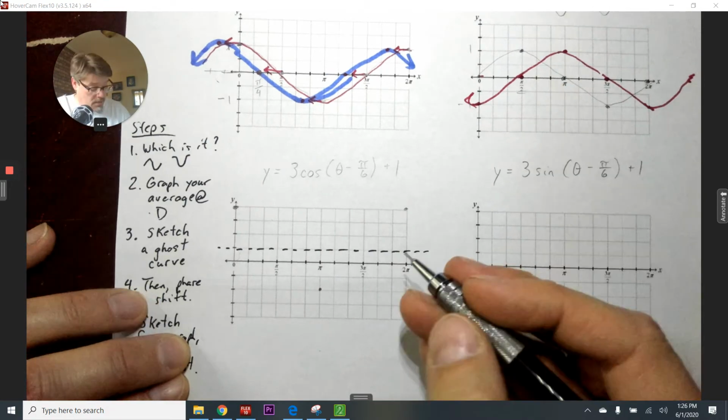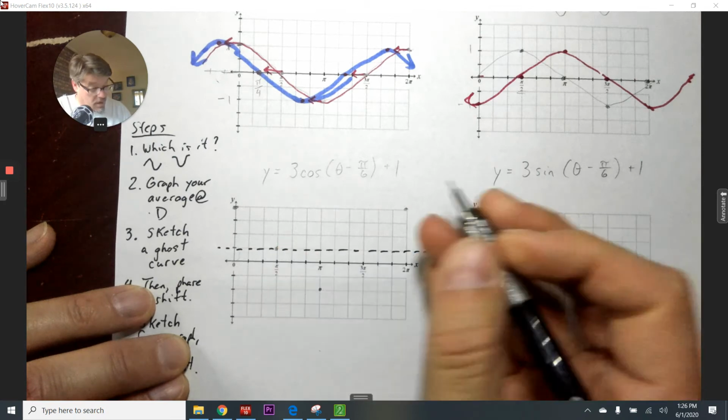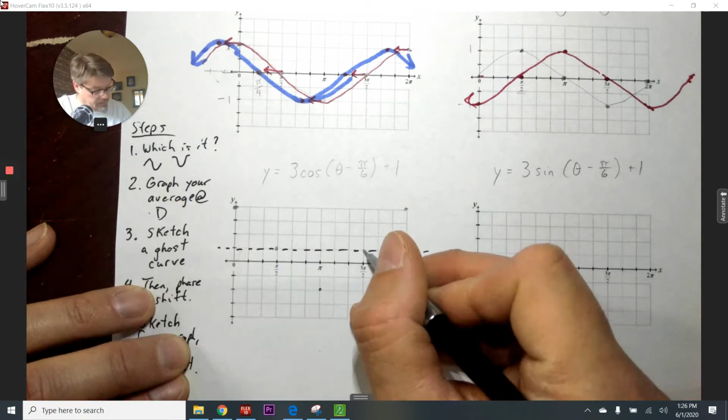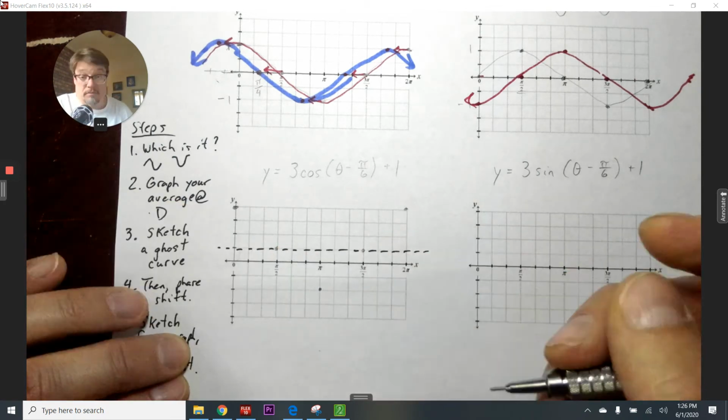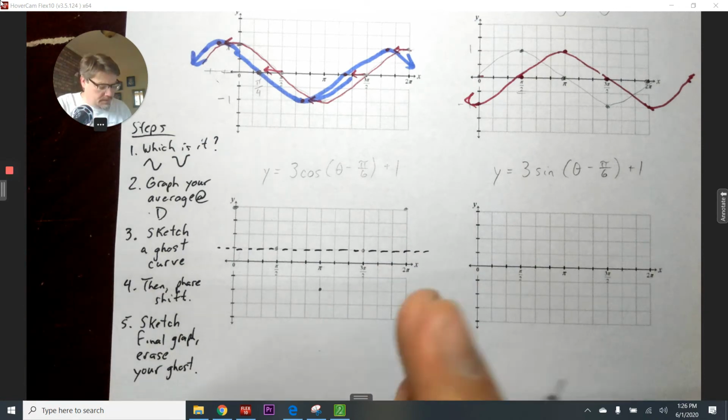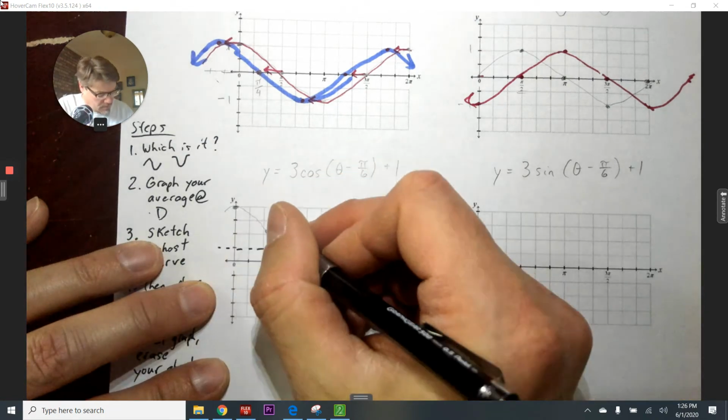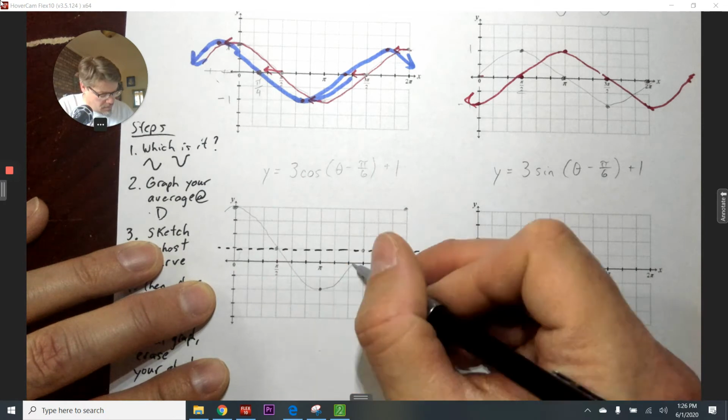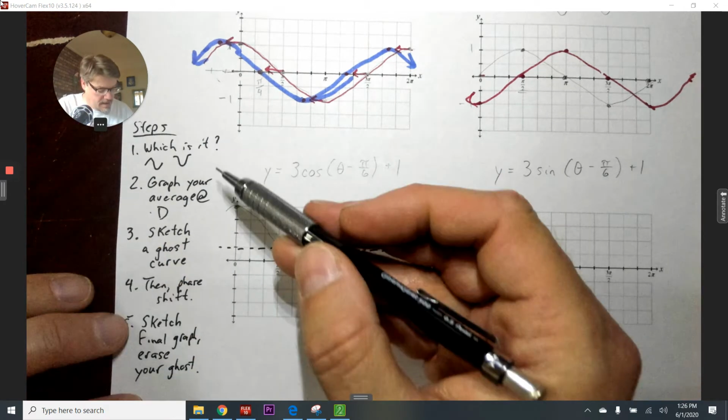So right in the middle, it's at 0, our new 0. Okay. Here it is at our new 0, right? Everything's been lifted. So this is our ghost curve now. Okay, so we are now at step 3.